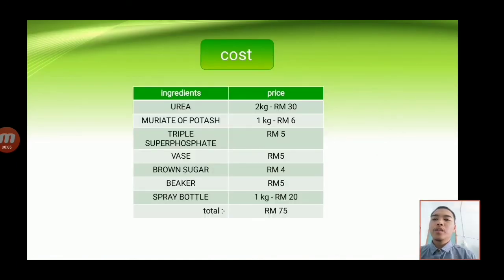Next, I will present about the cost of this project. First, urea. Urea we buy, the price for 2 kg is RM30. Muriate of potash 1 kg is RM6. Triple super phosphate RM5. Vest RM5. Brown sugar RM4. Vinegar RM5. And last, spray bottle RM20. The total for this project is RM75.